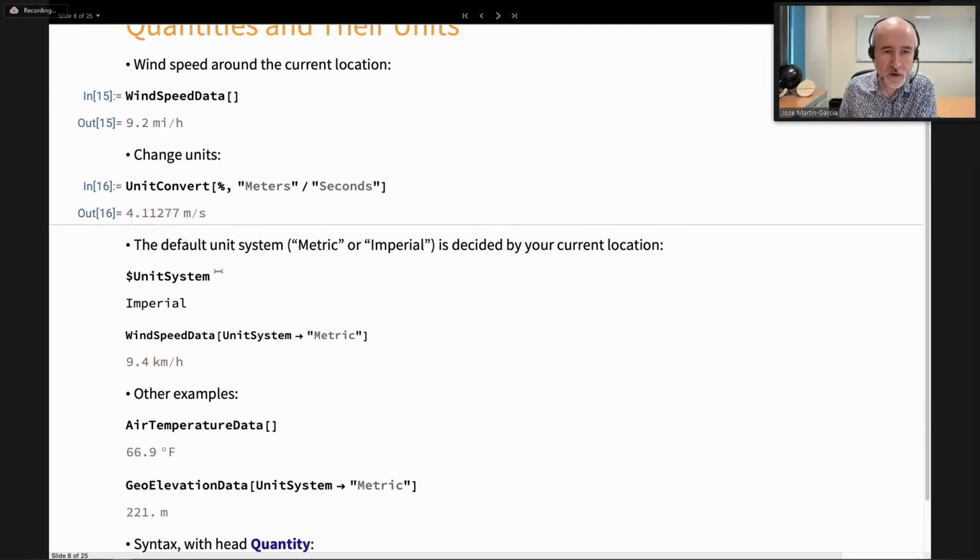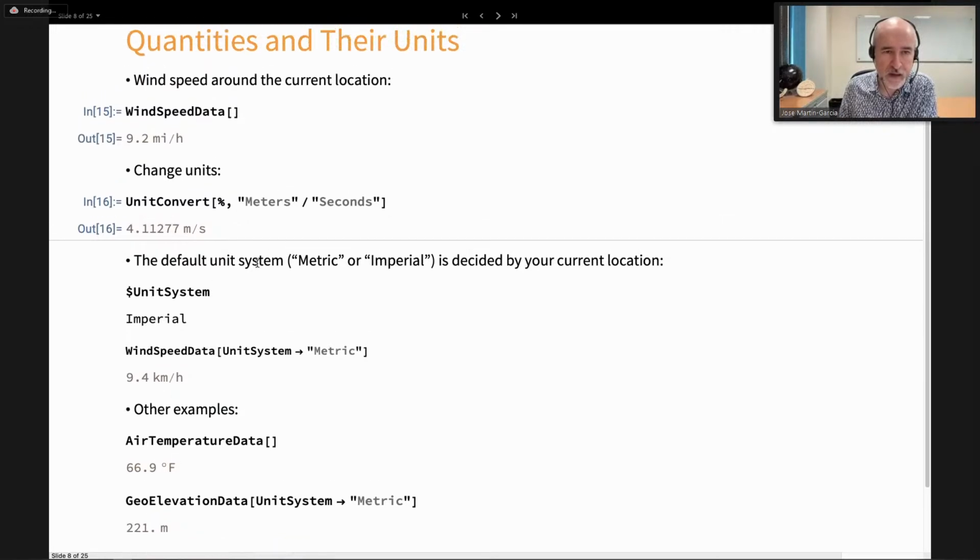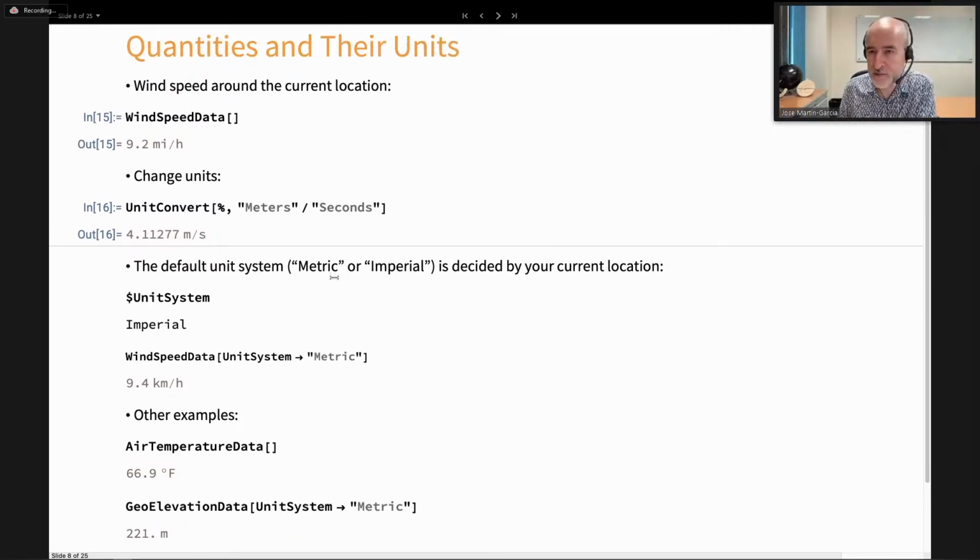So the default unit system, basically either metric or imperial, is decided by default depending on where you are. Because we are in the United States, the default unit system is the imperial system. If you wanted to change to metric units, or for example, for those of you in Europe, then this would return metric.